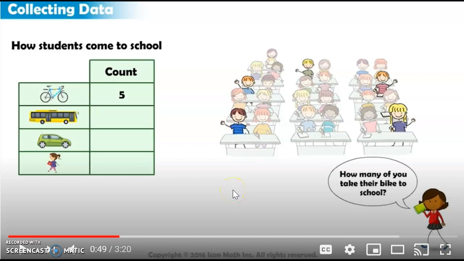one go. But normally, if you need to tally chart, you're going to be asking people, how did you come to school? How do you come to school? Okay, so we'll carry on.